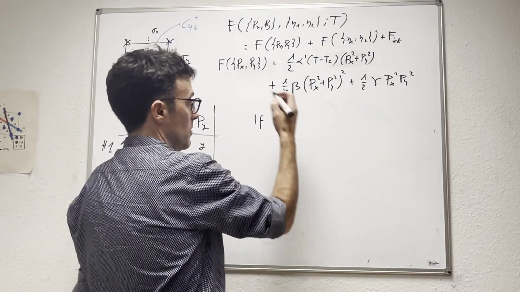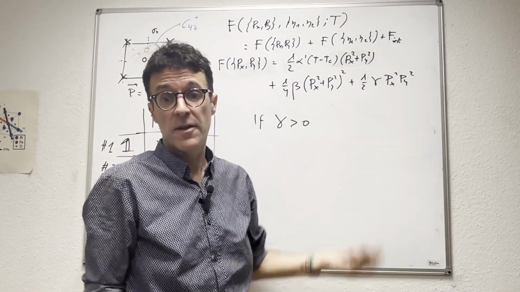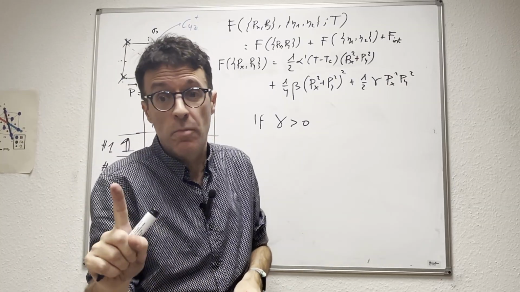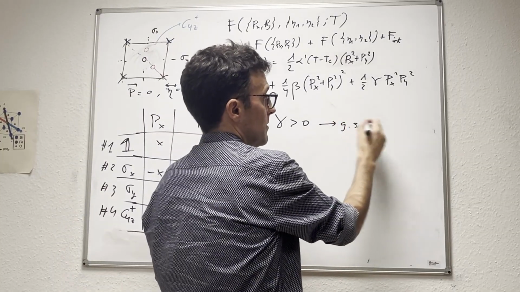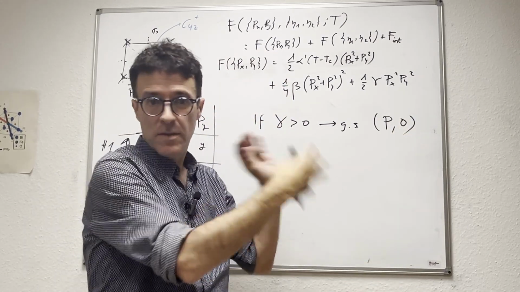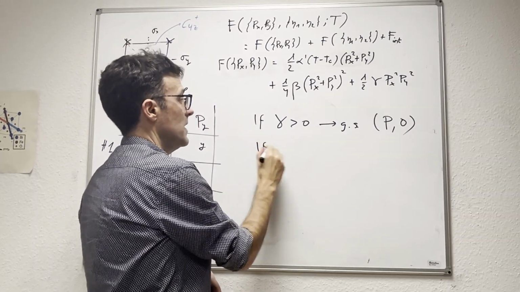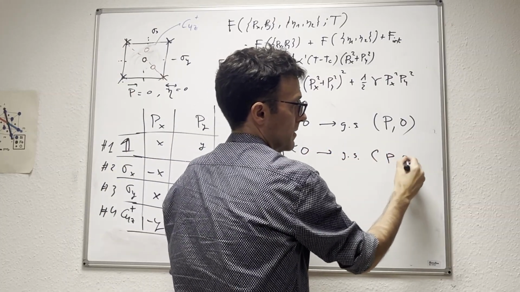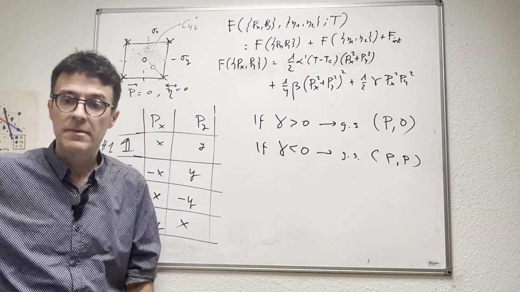So automatically, if gamma is positive, it means that if both components are different from zero, the energy goes up. Therefore, the lowest energy solution is when only one component is different from zero. So if gamma is positive, that automatically means that the ground state of the system looks something like this, P0, plus minus P, where the P can be in X, can be in Y. I have 4 like this. If that parameter is negative, on the other hand, the ground state of the system is going to look like this, P, P. And we know that immediately from the sign of gamma.